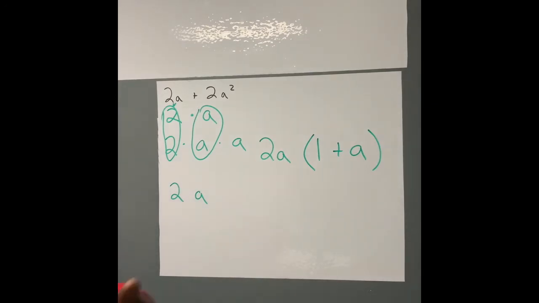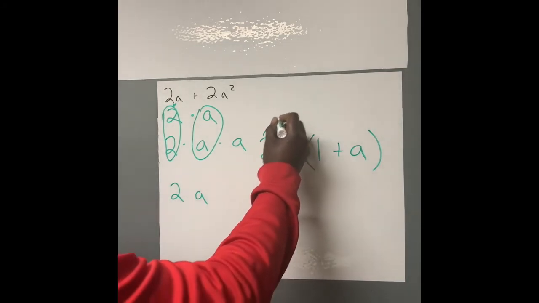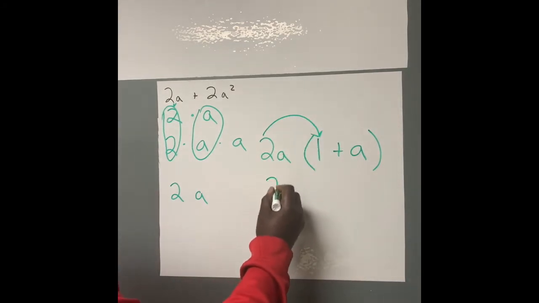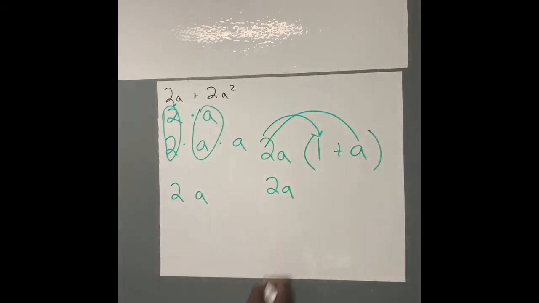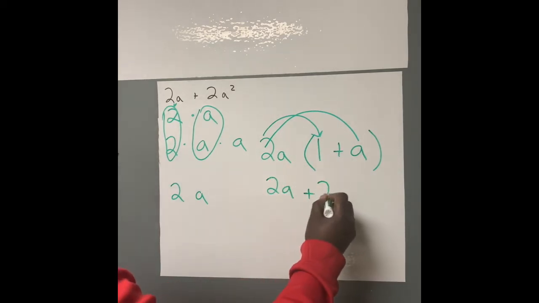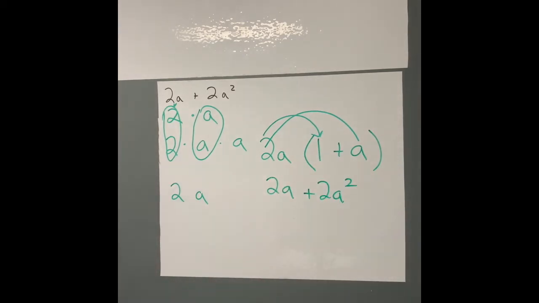So now when we want to recheck ourselves, like Mr. Adler said, we can do reverse distribution. We distribute 2a times 1, which is going to give us 2a, and then 2a times positive a is going to give us 2a squared, and it checks out.